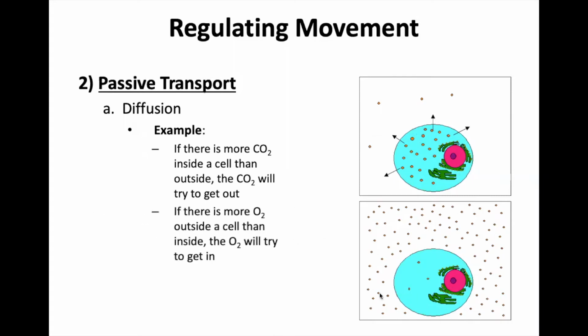Another example, oxygen. You just took a deep breath. Now there's a whole bunch of oxygen outside the cell, only a little bit inside the cell. That is not balanced. Nature doesn't like that. So these are going to move inside until everything's balanced. Nature loves balance. Diffusion is nature getting balance.